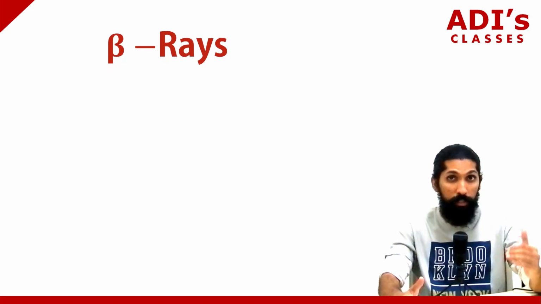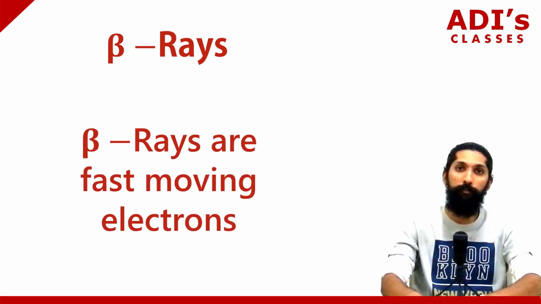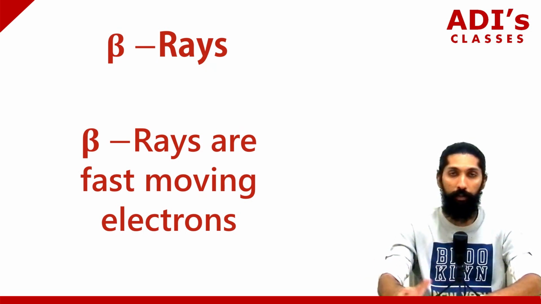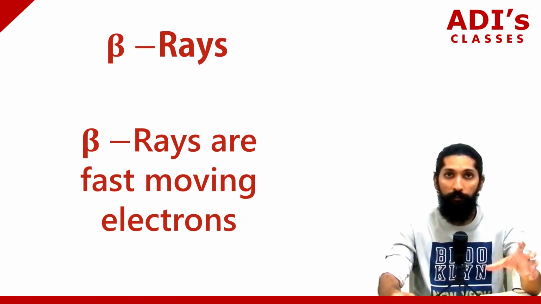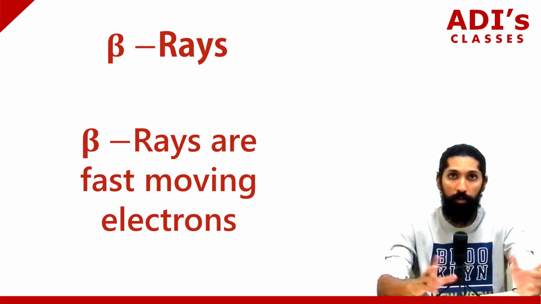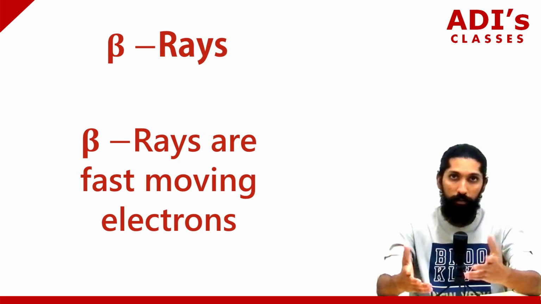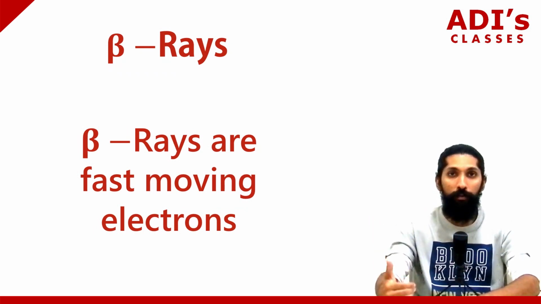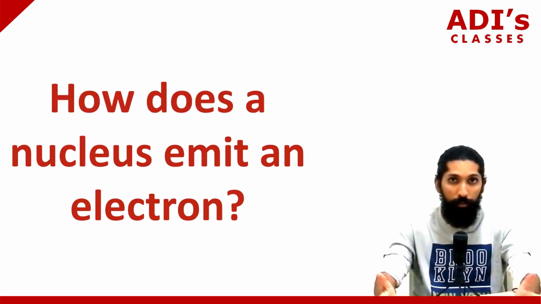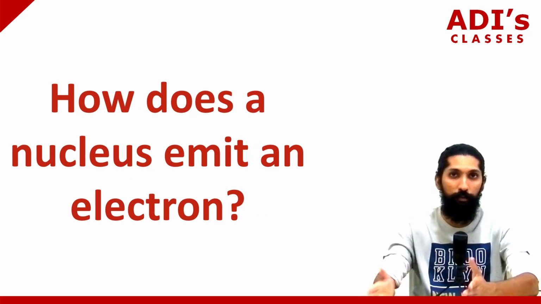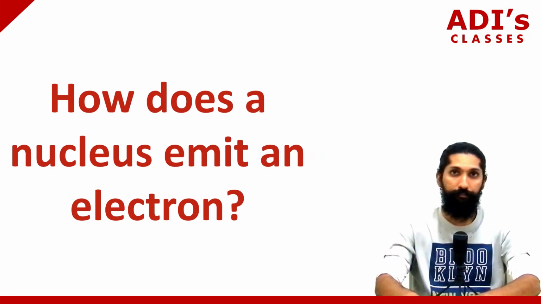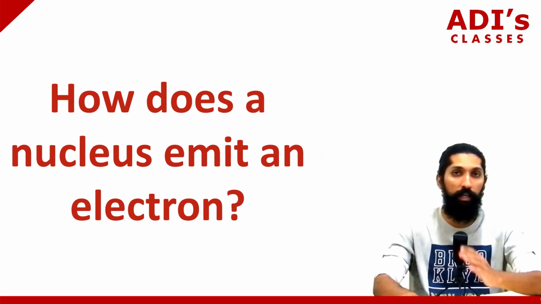Now when we talk about fast moving electrons, you must be thinking, we are talking about nuclear emission, right? Alpha particle, beta particle, alpha ray, beta ray and everything. We know that in an alpha ray, you have protons and neutrons. Protons and neutrons are a part of the nucleus. They come out quite easily. Electrons are not part of the nucleus. So how does a nucleus emit an electron? We are going to understand this just a few videos later on. But still, beta rays do come from the nucleus, and beta rays are fast moving electrons.